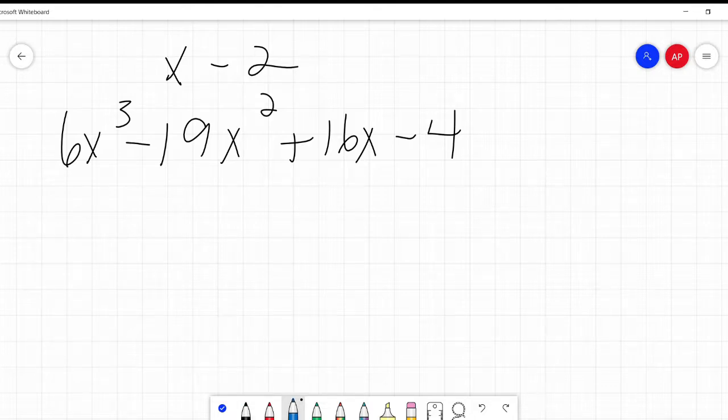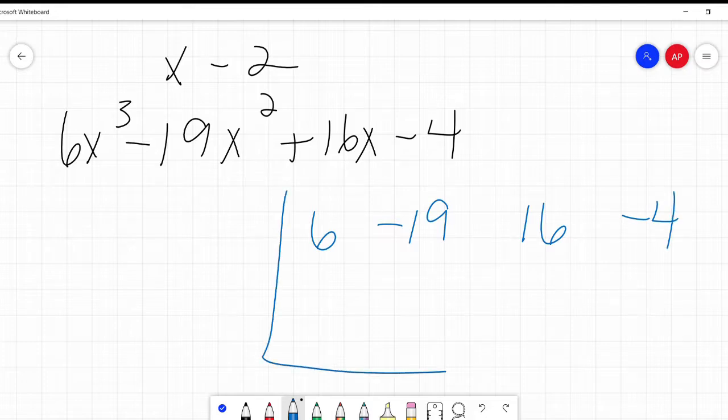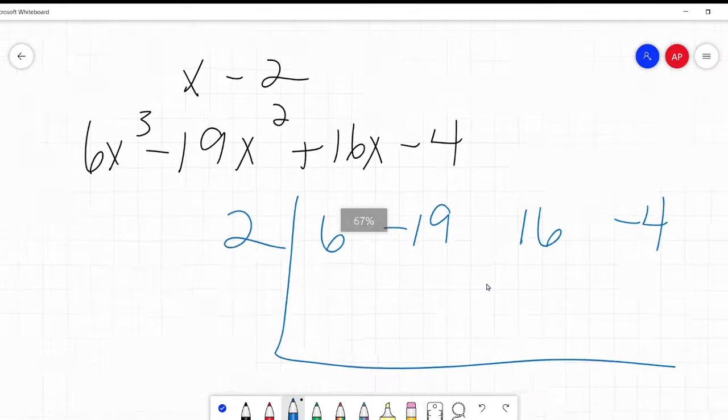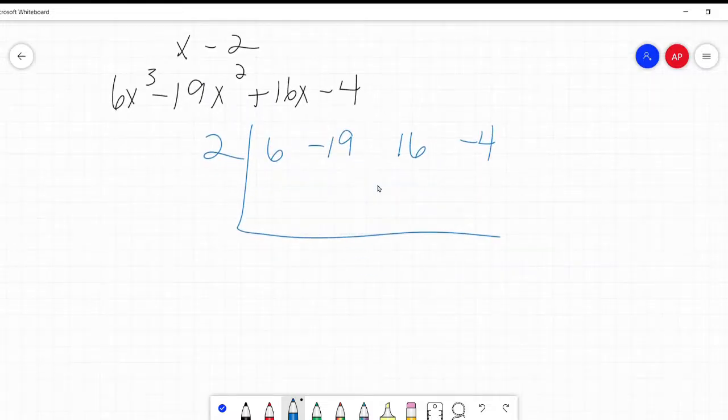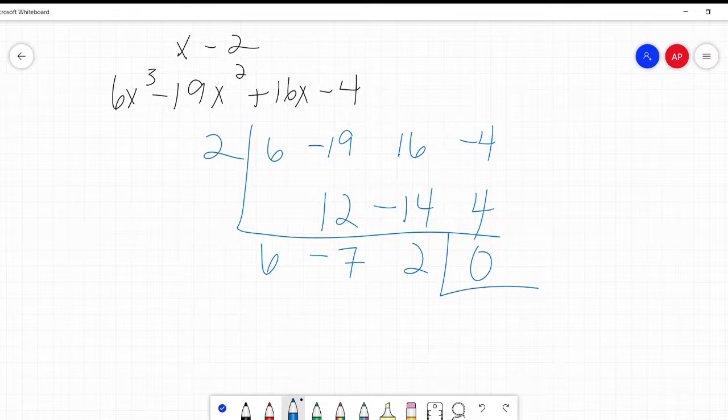Okay, so I write down my coefficients. 6 from the x cubed, negative 19 from the x squared, 16 from the x, negative 4. And I write the opposite, positive 2. And I do my little math. I bring down the 6. 2 times 6 is 12. I add. 2 times negative 7 is negative 14. I add. 2 times 2 is 4. I add. Woo! Remainder of 0. I don't actually have to do anything else for this particular question. They're just asking, is it a factor? Remainder is 0, so yes, it is.